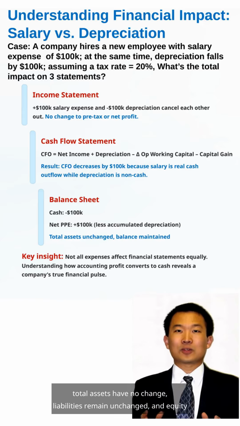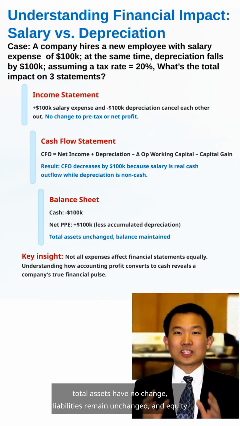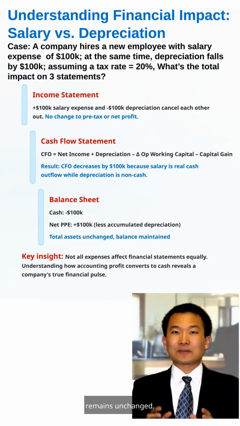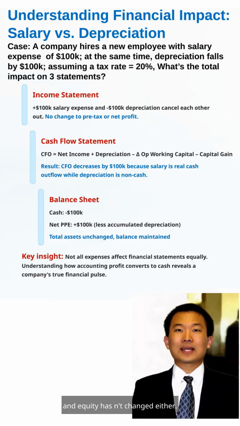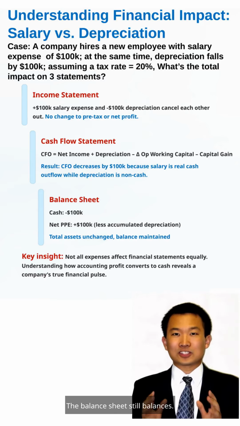So total assets have no change, liabilities remain unchanged, and equity remains unchanged. Because net profit hasn't changed, retained earnings haven't changed, and equity hasn't changed either. The balance sheet still balances.